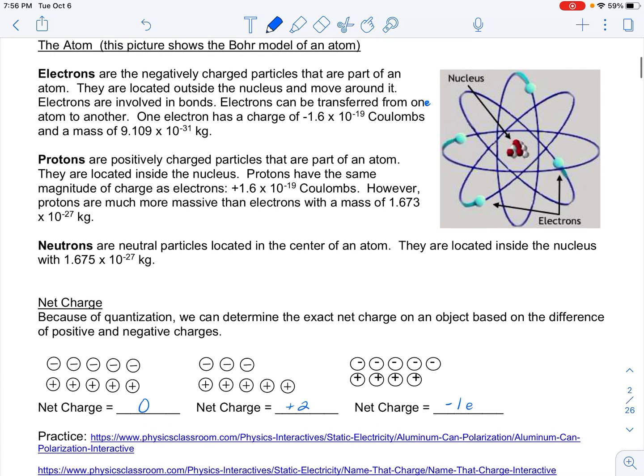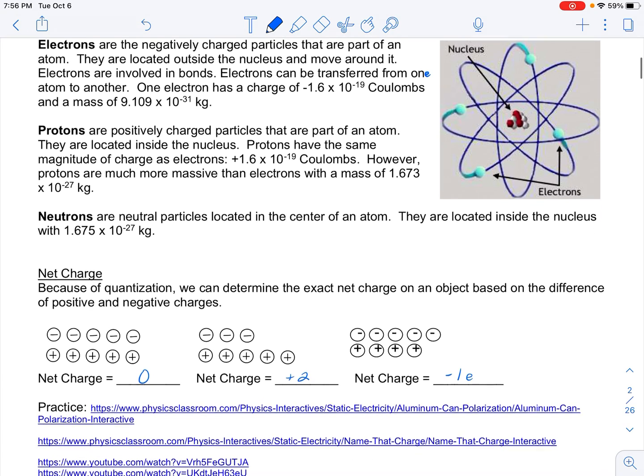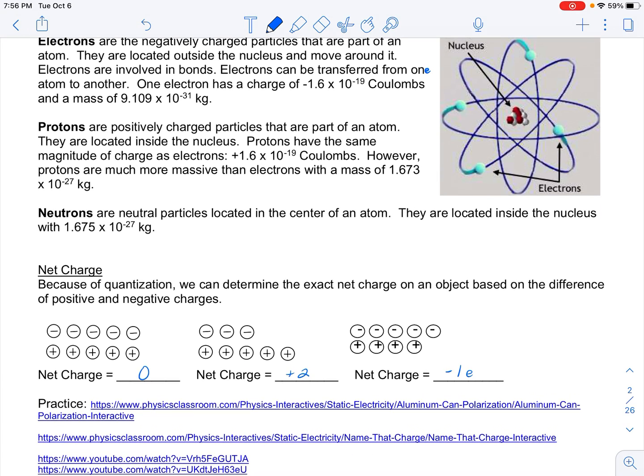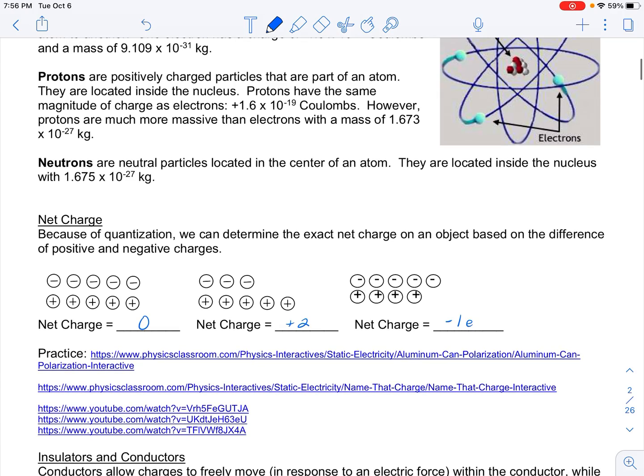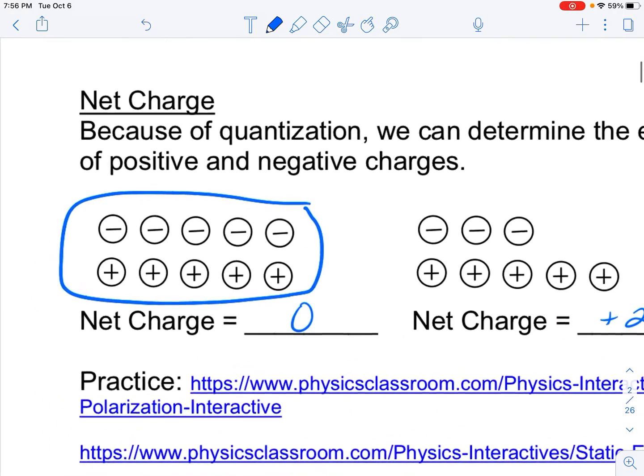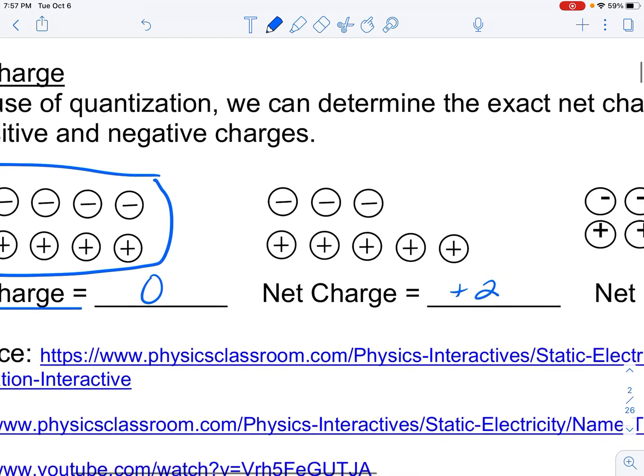Okay, so what happens when we strip or add electrons to an atom? We know that atoms can become ionized. And here I've got some examples of what would happen if I had 5 negative and 5 positive charges. Well, I wouldn't say I have no charges, because I don't have no charges. I have 5 negative, 5 positive. But I do have a net charge of 0. In other words, the positive and the negative cancel.